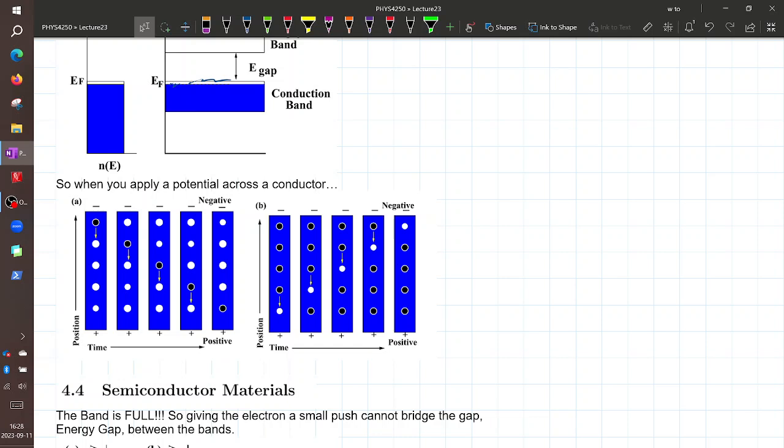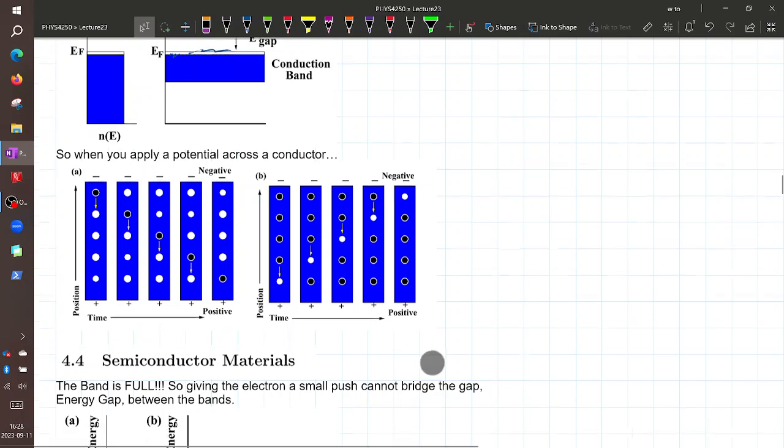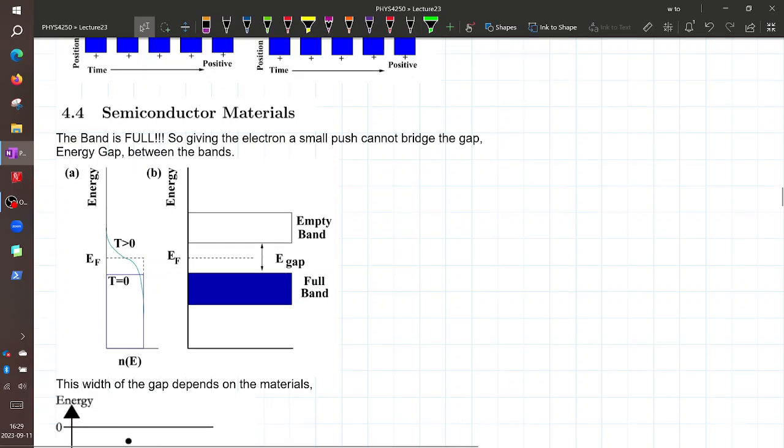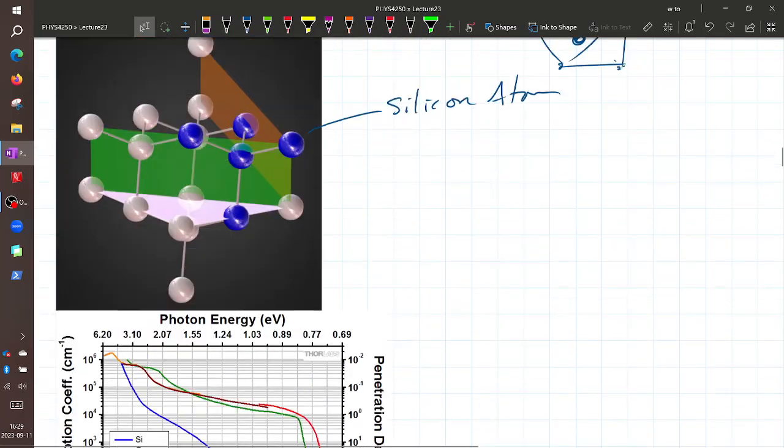So conductors can do this. I have a free hand, and I can pass my electron around from one person to the next. All of us have one free hand. A semiconductor like silicon, all my hands are stuck on other silicons. There's no free hand.